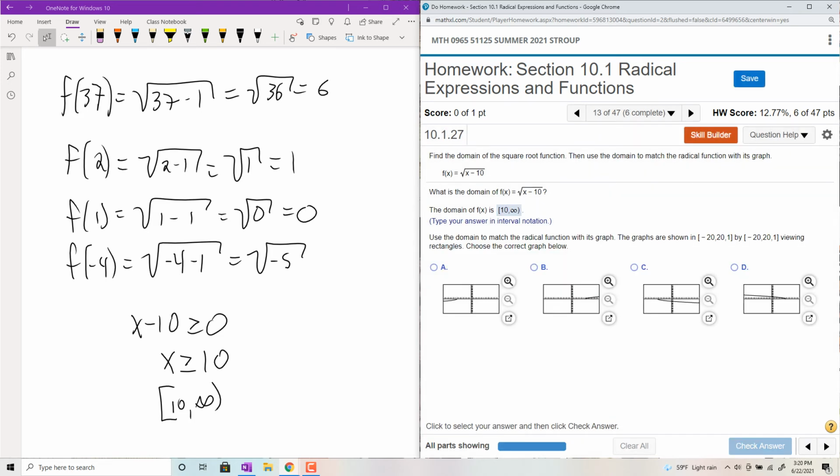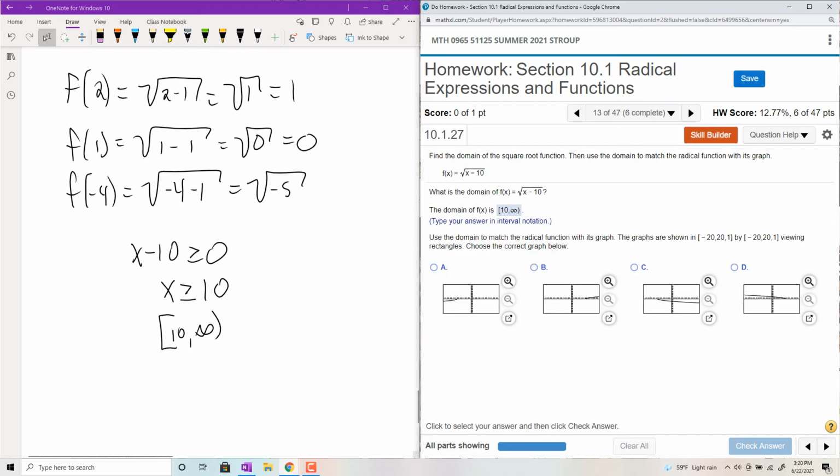Oh, they want a picture. The domain is 10 to infinity, so it's definitely going to be b. And if you don't know, you can do some test values, or maybe even draw out some of it, right? But use the domain to match it. So the only one that has a domain from 10 to infinity is b. You can see the graph is going from 10 to infinity.